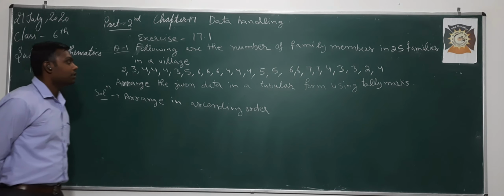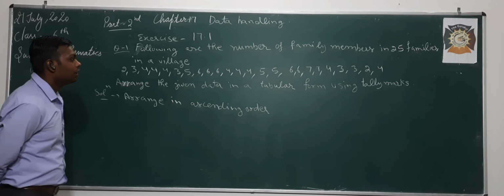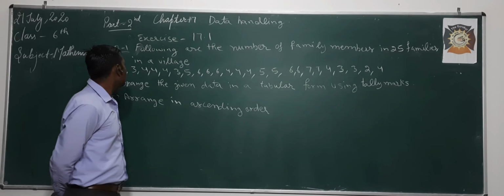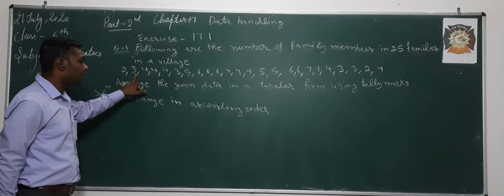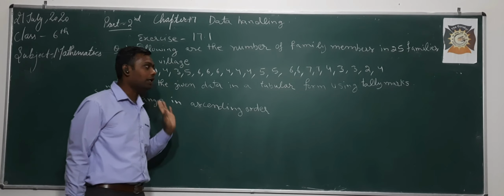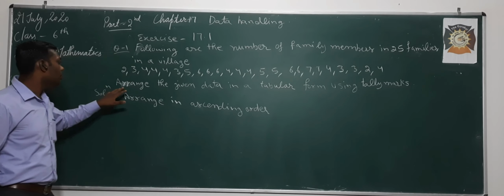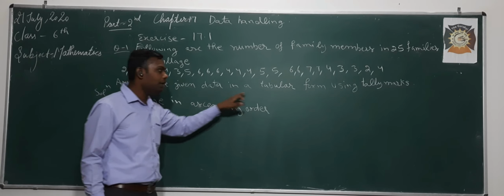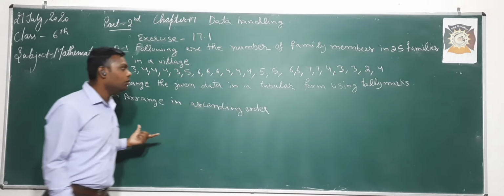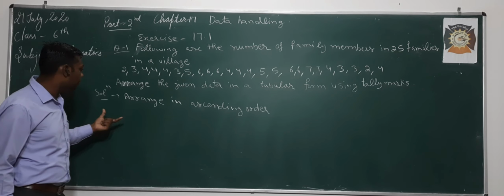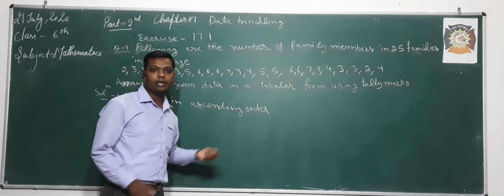The first question is: following are the number of family members in 25 families in a village, and the data is given. A family has 2 members, another has 3, 4, and so on. What we have to do is arrange the given data in tabular form using tally marks. First of all, to arrange this data in tabular form, we arrange the data in ascending order.